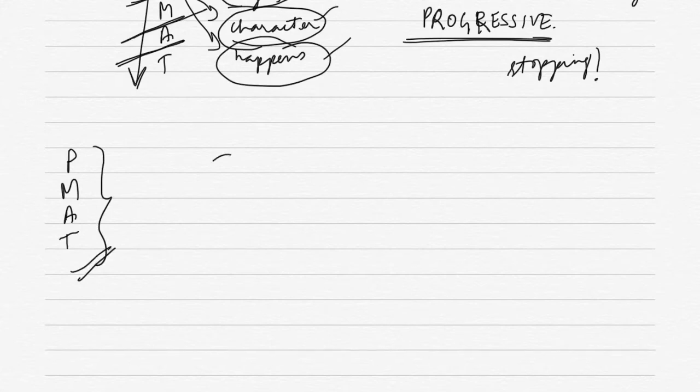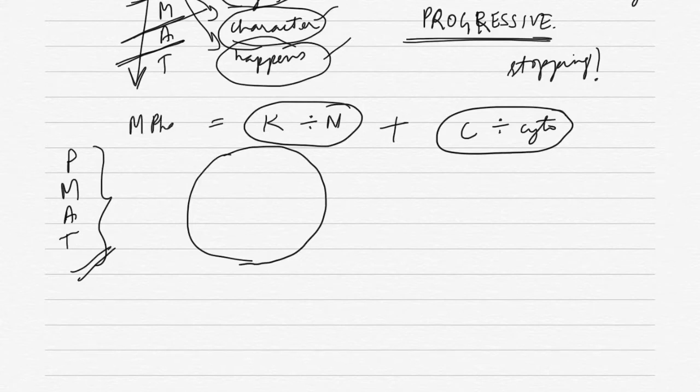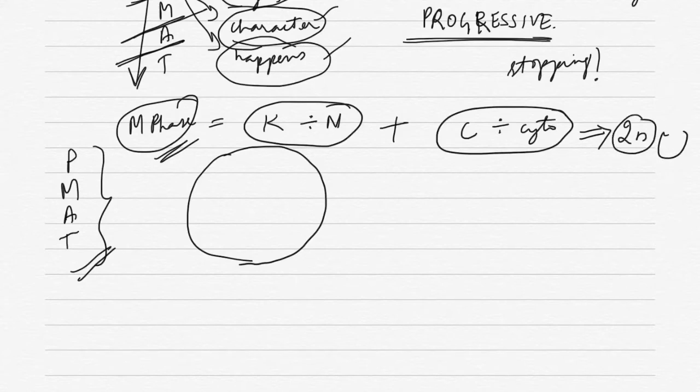Fine. We have a cell. What is happening here, we are talking about karyokinesis. Karyokinesis means division of the nucleus of the cell. Cytokinesis is division of the cytoplasm of the cell. Both of these together are called M phase. At the end of this M phase there are going to be two daughter cells, both with 2N.